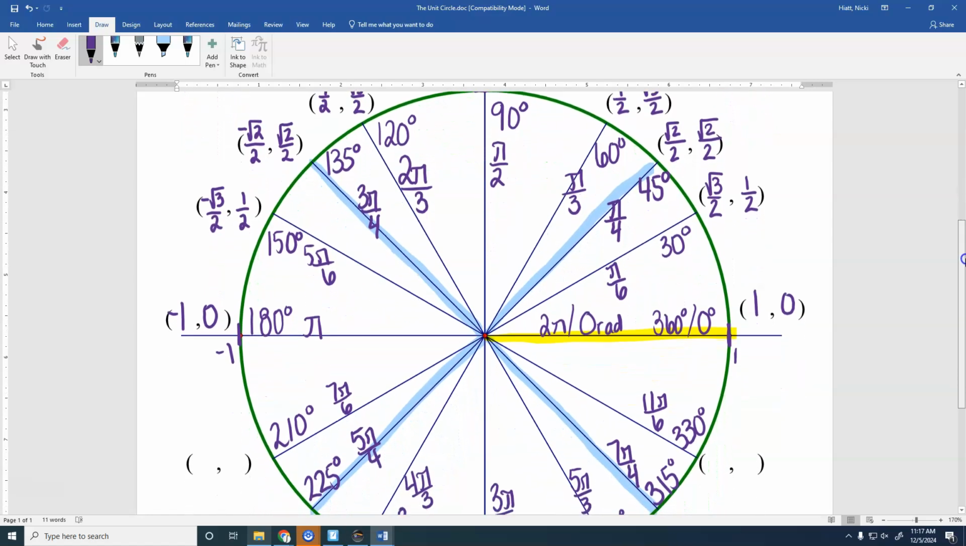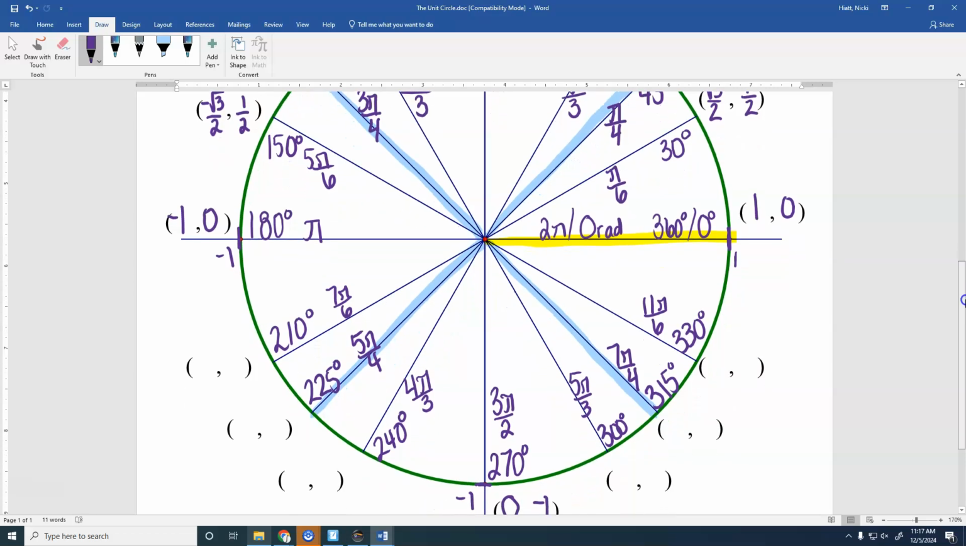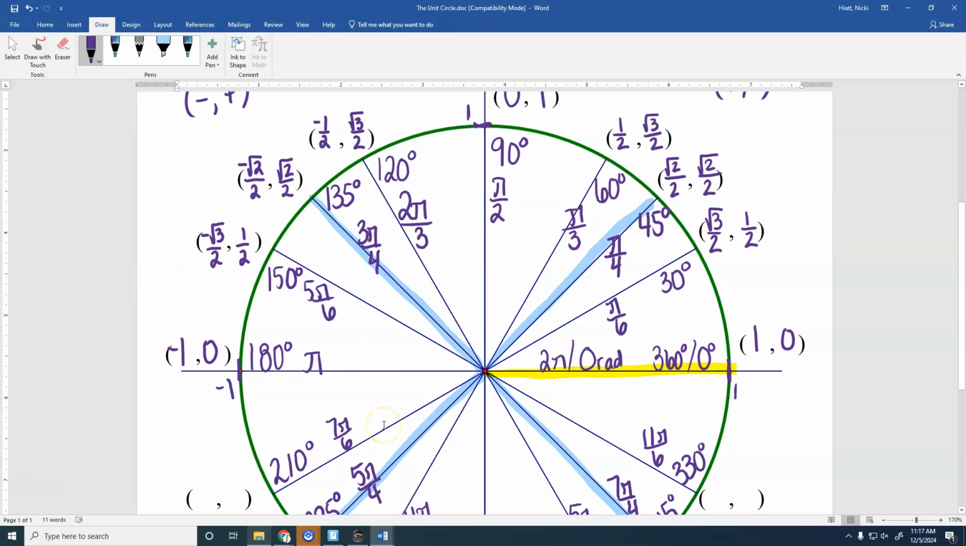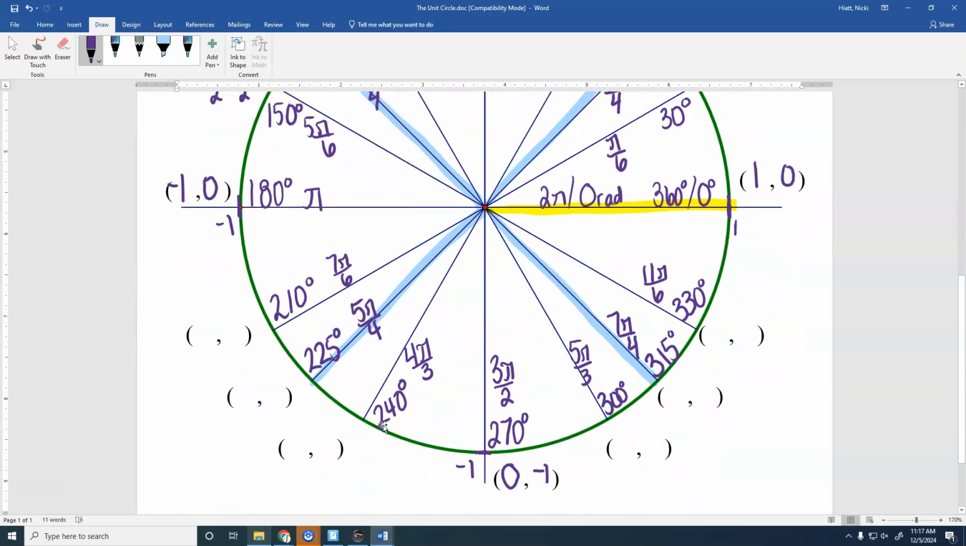All right. So on the bottom, same thing is going to happen there. In the third quadrant, x and y coordinates are negative. So you're going to have right here negative square root of 3 over 2, negative 1/2. Right here you'll have negative square root of 2 over 2 and negative square root of 2 over 2. And right here you will have negative 1/2, negative square root of 3 over 2.